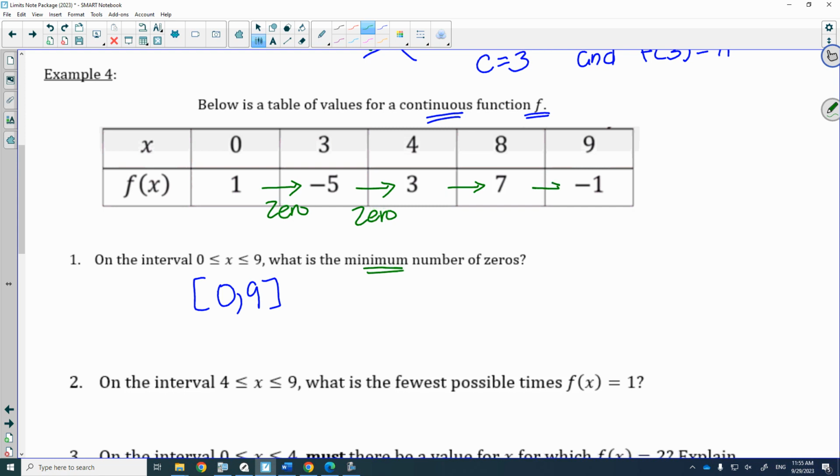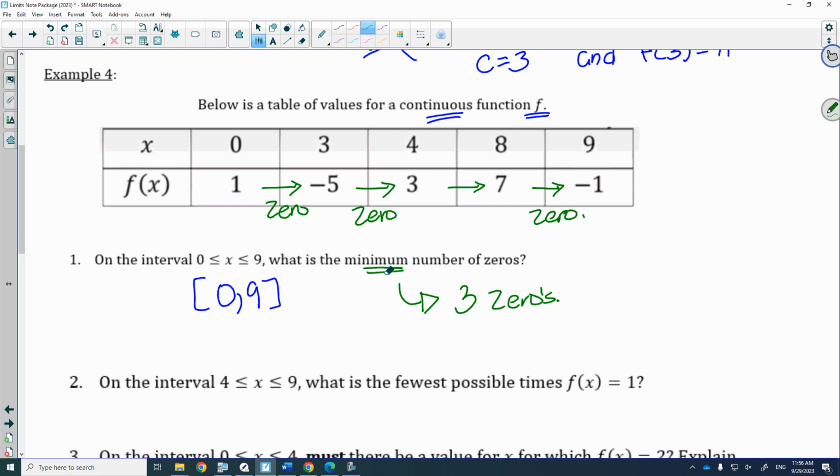As we go from 7 to -1, so y value of 7 down to y value of -1, are we guaranteed to cut the x-axis? Yes. So we're going to have a 0 here. So the minimum number of zeros on the closed interval 0 to 9 is 3 zeros.